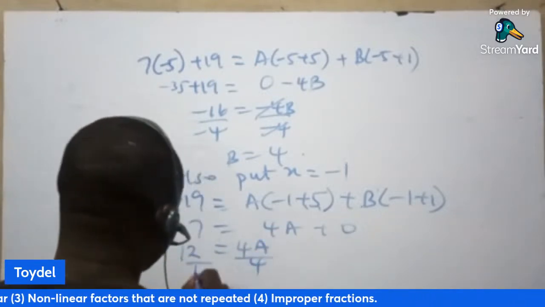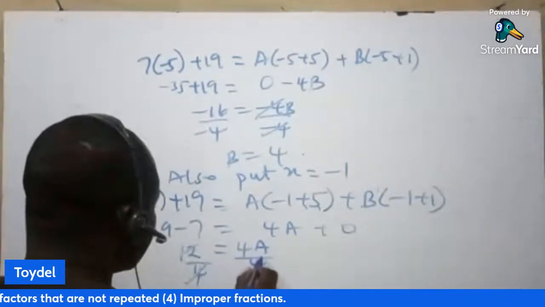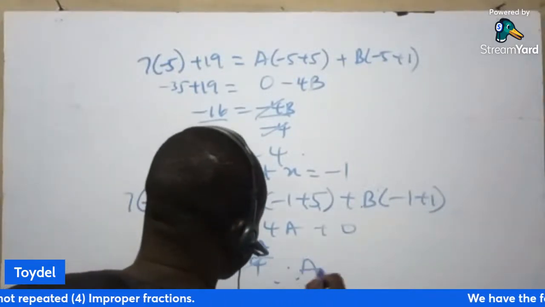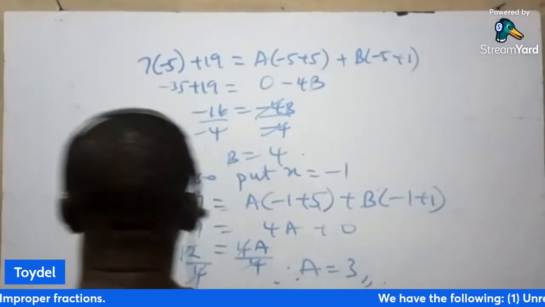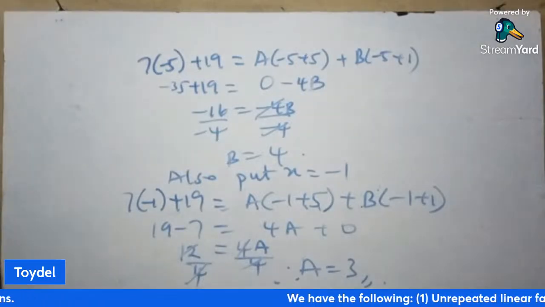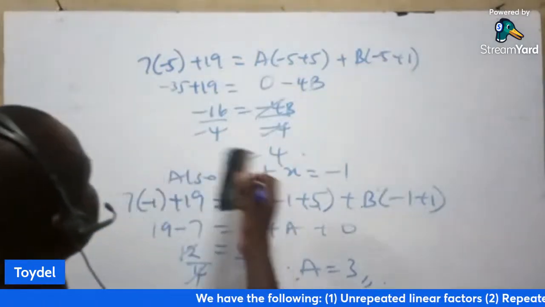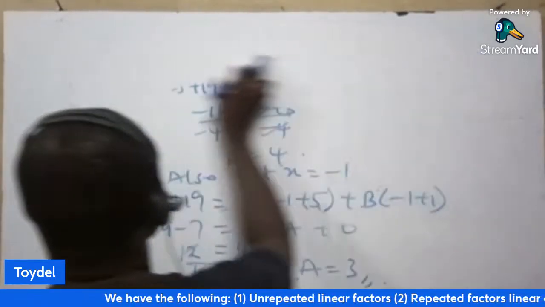Divide both sides by 4. At the end of the day, we'll get the value of a. Therefore, a is equal to 3. So we have been able to find the value of a to be 3 and b to be 4. So we'll now write out what we are given.